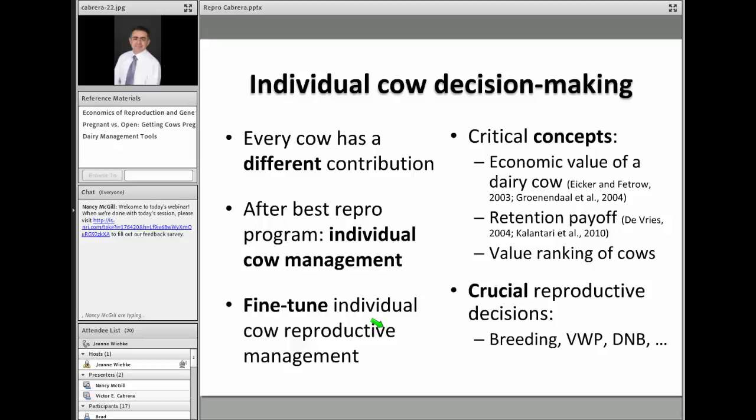And the rationale behind this is that every cow is different. They have different contributions to the whole herd economics. So based on that, we should and we could do individual cow management. We can fine-tune our reproductive management. For example, if we have a highly valuable cow, maybe we can do sexed semen on that cow. If we have a very low valuable cow, maybe we don't want to breed that cow too many times. Those kinds of things are available and should be considered as well.